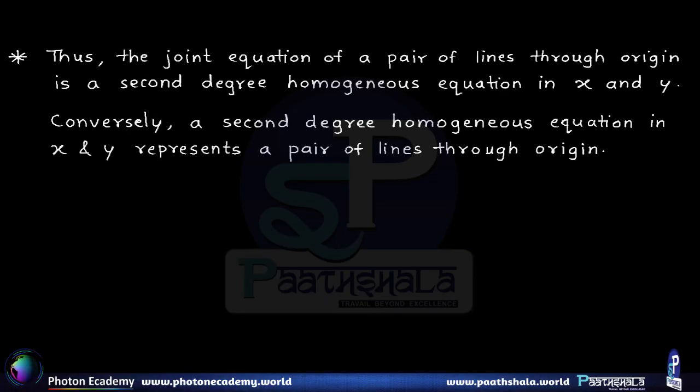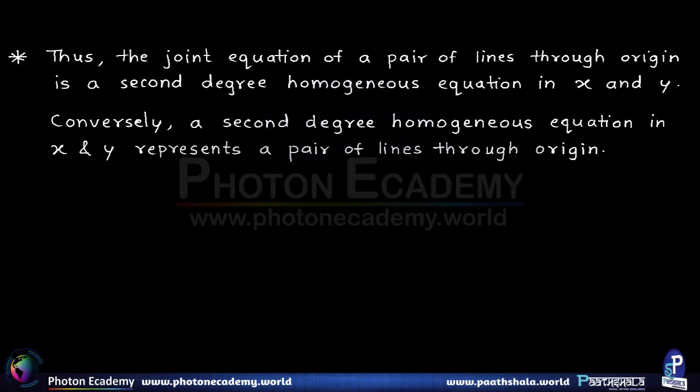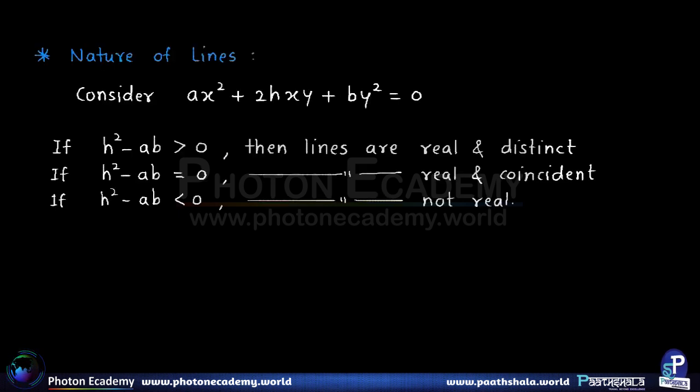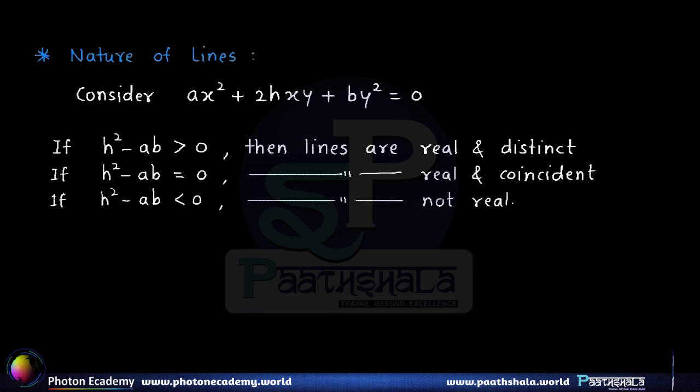So to recap what we saw earlier, the joint equation of a pair of lines through origin is always a second degree homogeneous equation in x and y, and conversely, a second degree homogeneous equation in x and y always represents a pair of lines through origin. Right? Now based on the homogeneous equation in x and y and of second degree, we can find out what is the nature of the lines involved in that pair.